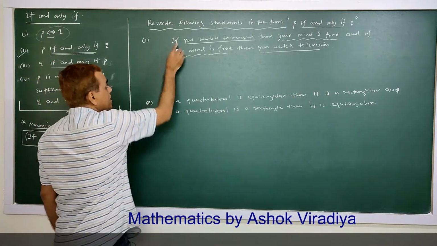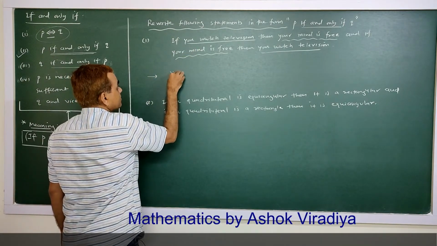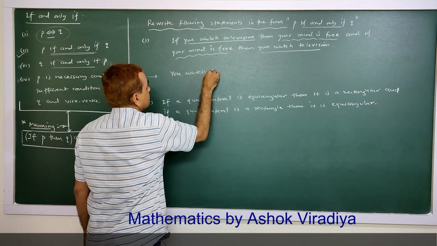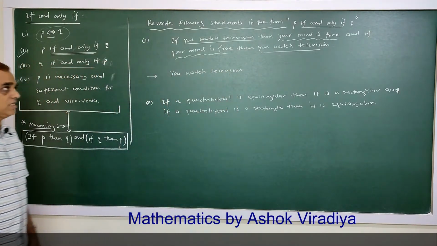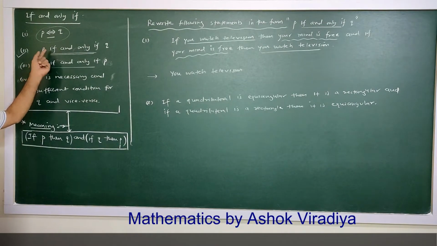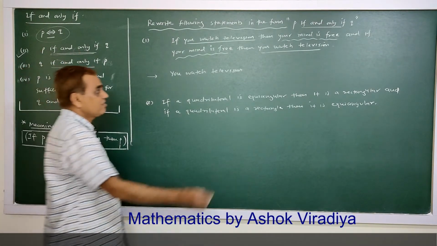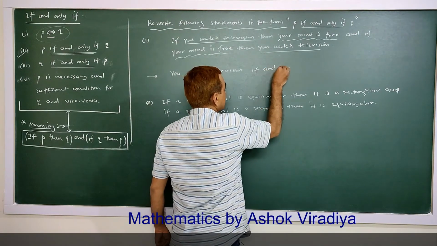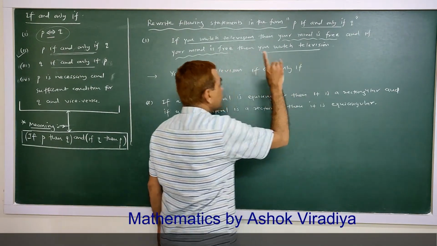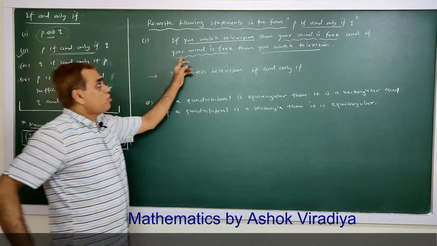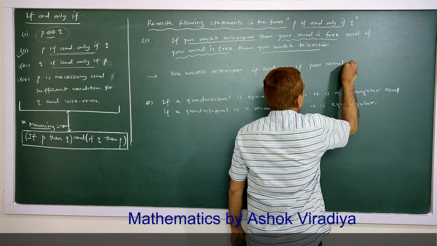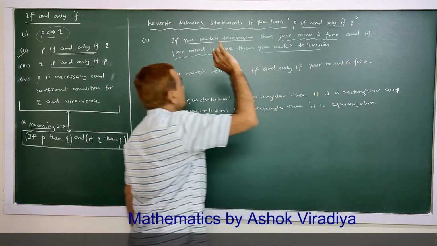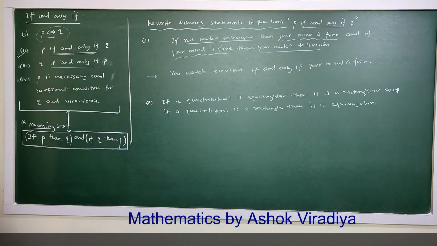So here P is you watch television. Write P, then put the words if and only if. Now Q. Q is your mind is free. So this is in the form P if and only if Q.